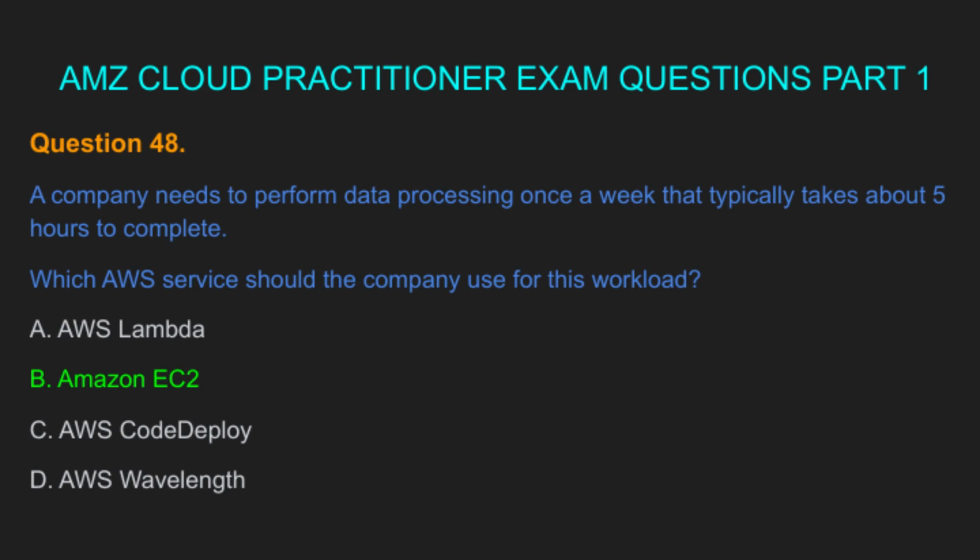Amazon Elastic Compute Cloud, EC2, is a service that provides resizable compute capacity in the cloud. It is a good fit for workloads that require a significant amount of processing power, such as data processing. With EC2, the company can easily launch virtual machines with the required resources to complete the data processing within the 5 hours window.